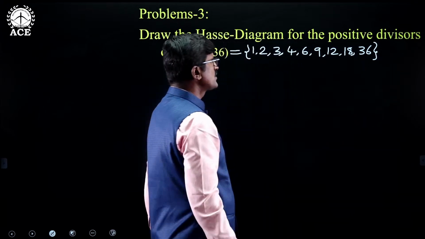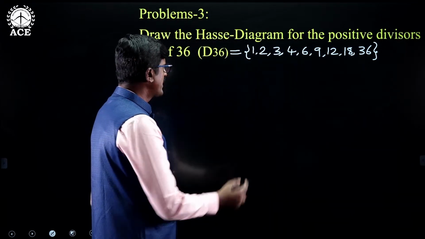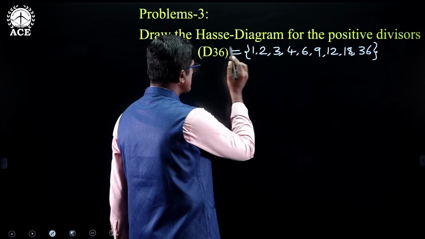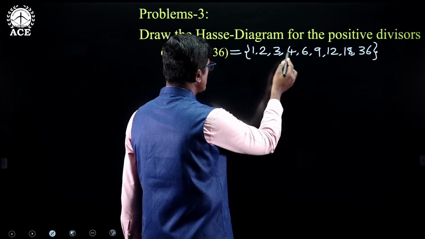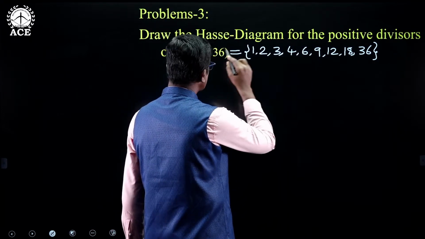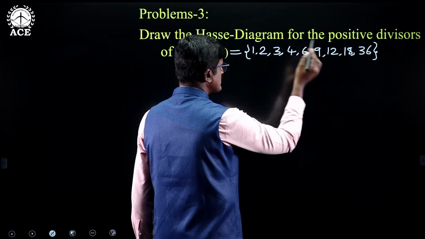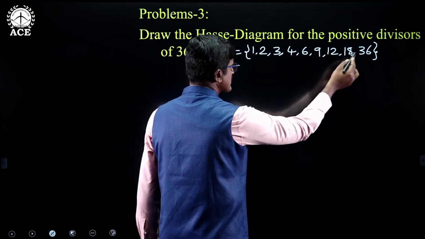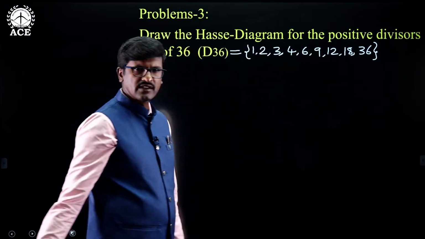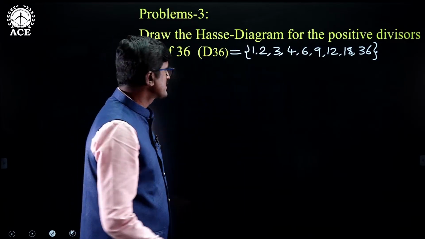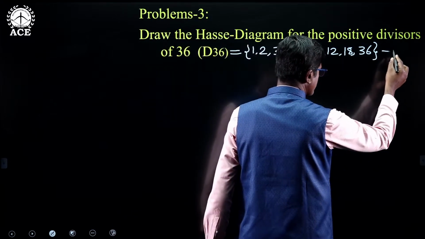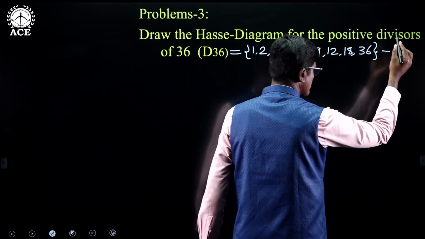These are all the positive divisors of 36. 1 divides 36, 2 divides 36, 3 divides 36, 4 divides 36, 6 divides 36, 9 divides 36, 12 divides 36, 18 divides 36, and 36 divides 36. These are all the positive divisors. This is the given set A.